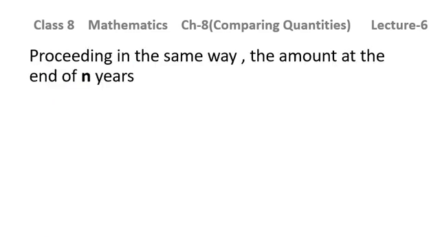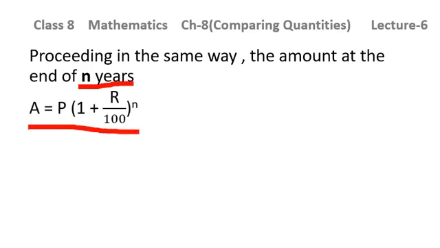Now, proceeding in the same manner, the amount at the end of n years. Likewise, here I have taken 2 years. If it will be n years, then this will be the formula: amount will be principal bracket 1 plus R over 100 raised to the power n. This is the rate percent, this is the principal amount or the sum, and this will be the number of years. So the amount will be given by principal bracket 1 plus R over 100 raised to the power n. So CI, compound interest, will be given by this amount minus the original principal.